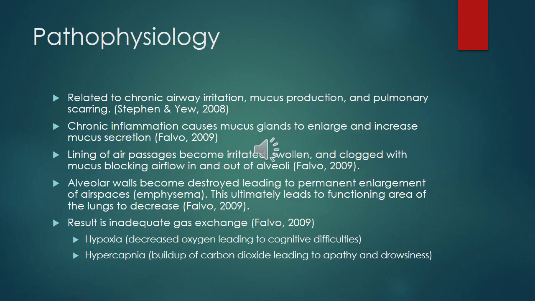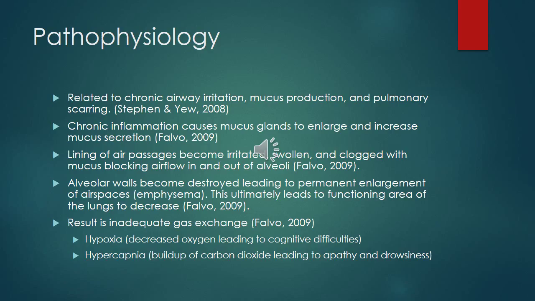Now the alveolar walls ultimately become destroyed, leading to permanent enlargement of the air spaces, which is commonly referred to as emphysema. And this ultimately leads to the functioning area of the lungs decreasing. So you lose functioning throughout the lungs as this condition progresses. We'll actually talk a little bit more about some of the treatment options to try to make the most use of the lungs that are functioning left. And so the result is inadequate gas exchange, which, as we talked about earlier, is called ventilation. And so you don't get yourself enough oxygen, and you also don't expel enough carbon dioxide.